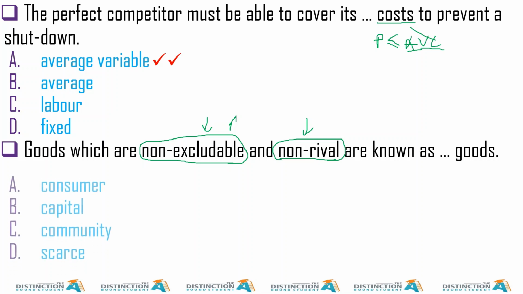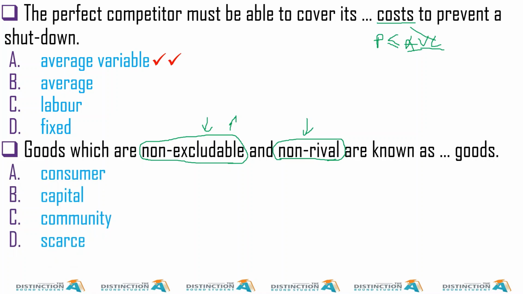That will be public goods. Let's see the options. Okay, we don't have public goods here, but what is close to what we're saying here? It can be consumer goods. It can be capital goods. Capital goods are goods that are made for the sake of other goods. And then it can be scarce goods. So the answer is community goods. So community goods is public goods, just like that.